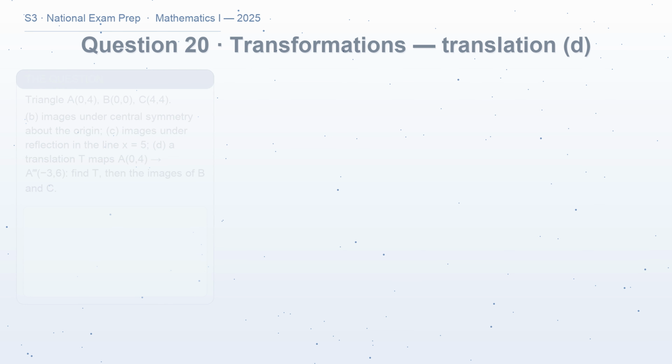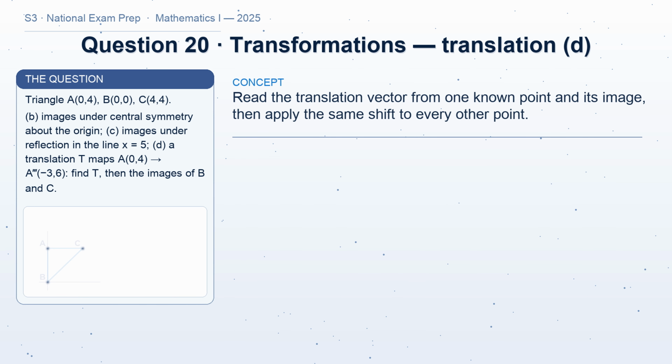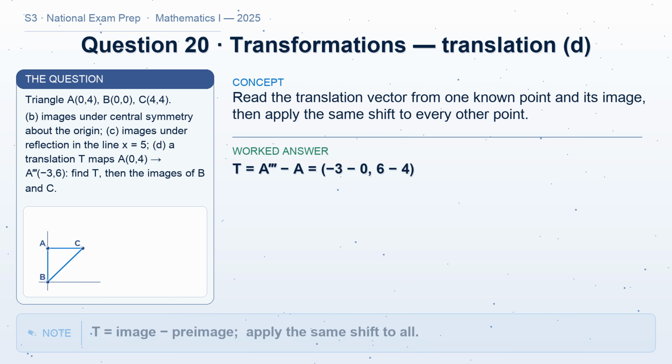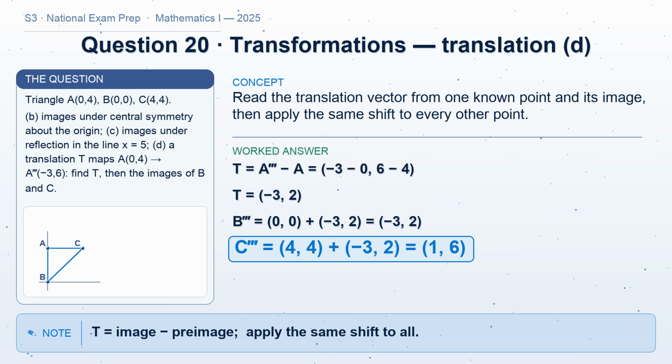Question 20, Part D. A translation T carries A at 0, 4 to A triple prime at minus 3, 6. The idea is to read the translation vector off one known image, then apply the same shift to every other point. Subtracting A from its image, T is minus 3 minus 0, and 6 minus 4, that is minus 3, 2. Now apply it. B at the origin shifts to minus 3, 2, and C at 4, 4 shifts to 1, 6.